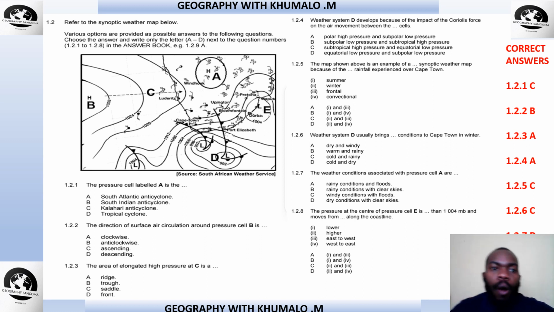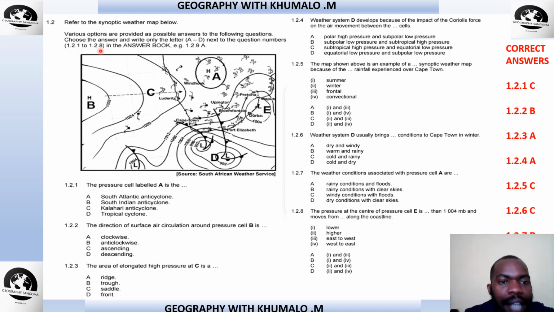1.2, grade 12, I hope you all see here. It says refer to the synoptic weather map below. Now, various options are provided as possible answers to the following questions. Choose the answer and write only the letter A to D next to the question numbers.